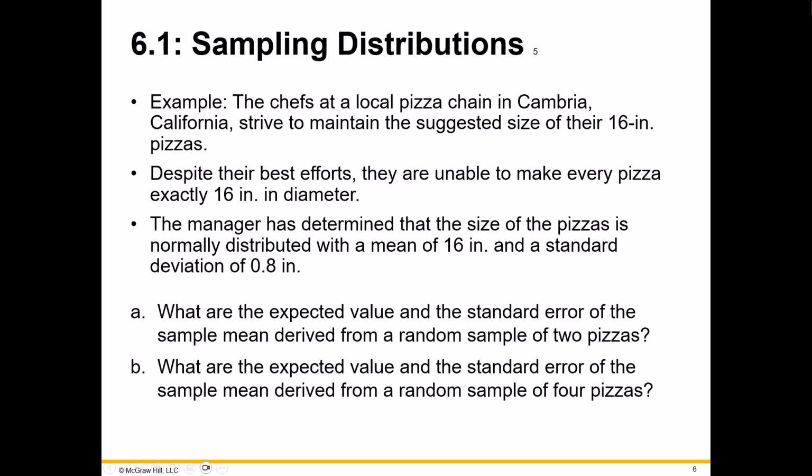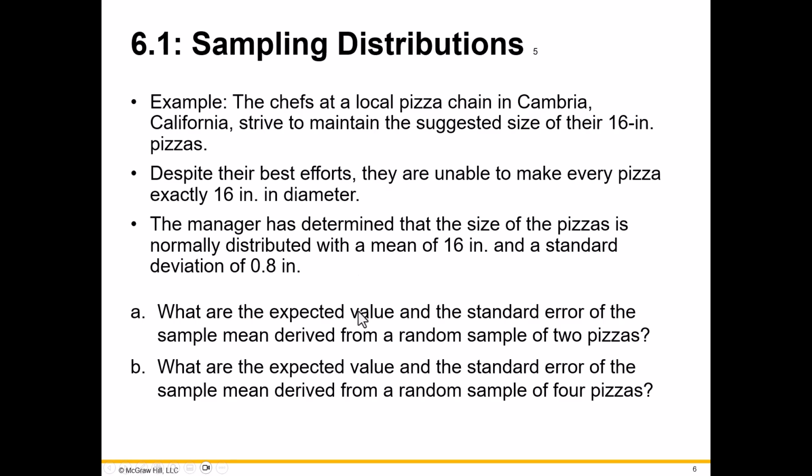So what we are assuming here is that the population mean will be 16 inches, and that our standard deviation is 0.8 inches. So there is a little range where most of our returns are going to be either 0.8 inches below the 16 that we are expecting, or 0.8 inches above the 16 that we expect. And that distribution is going to be normally distributed. That's why the vast majority of them are going to fall within one standard deviation of the mean.